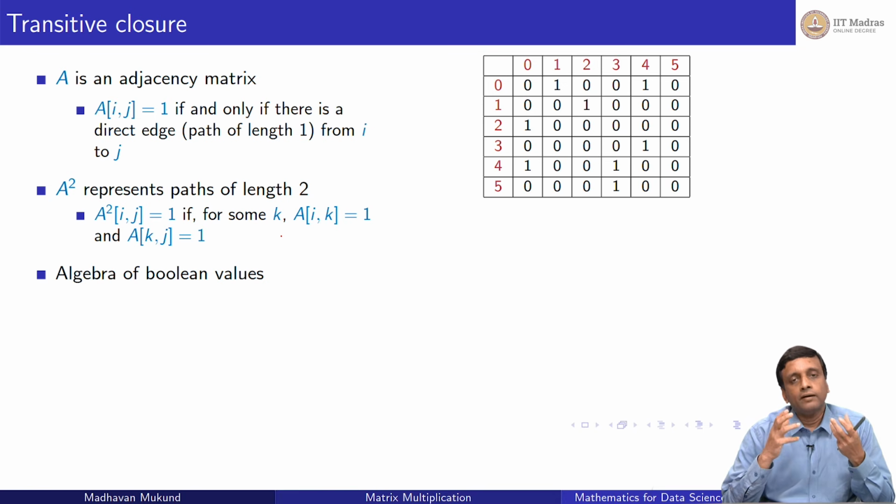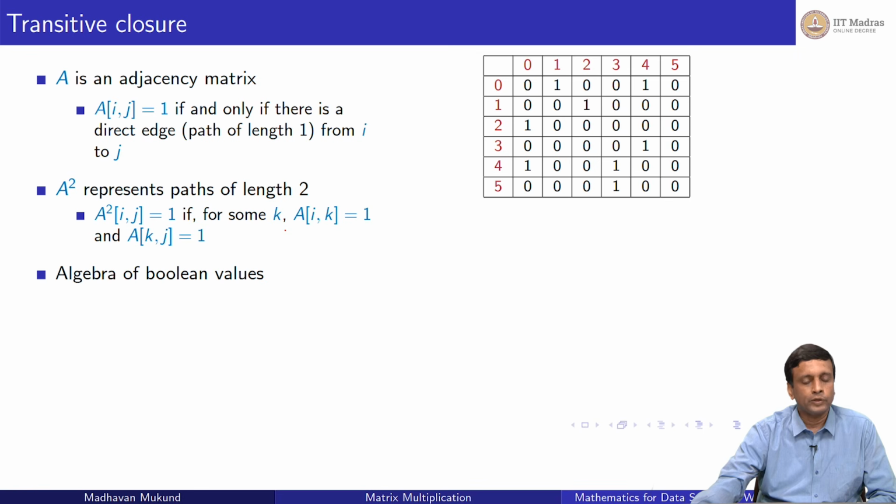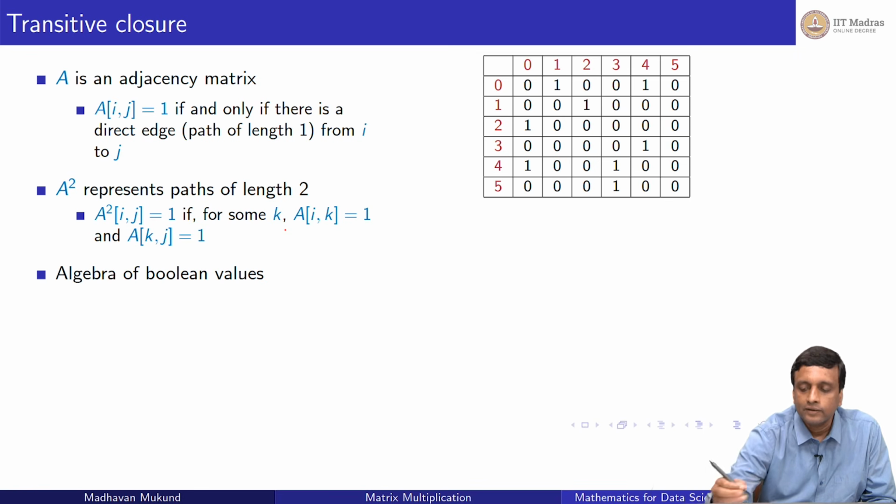So we are not doing multiplication and addition over our normal numbers. We are doing multiplication and addition actually over the values true and false. So we are doing something which is called Boolean algebra. So let's just write it down and understand what we are doing. So remember that these entries basically indicate that there is an edge. So I can write this as true. Or there is no edge, this is false.